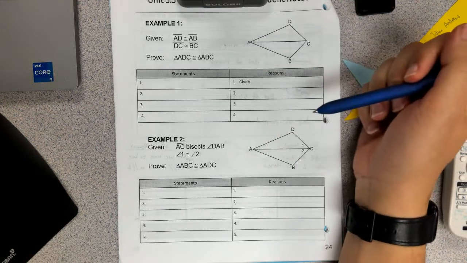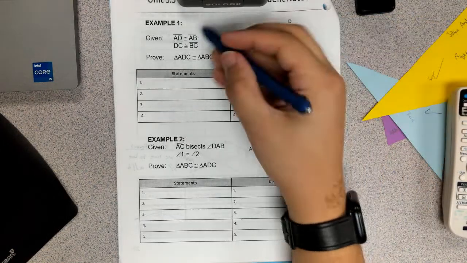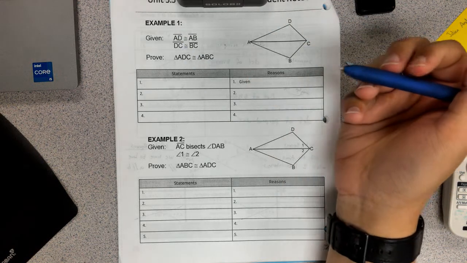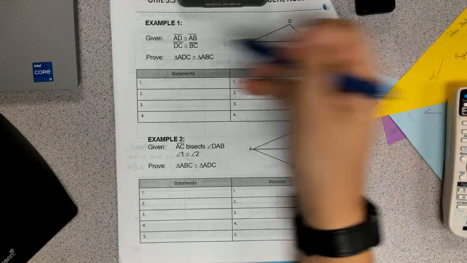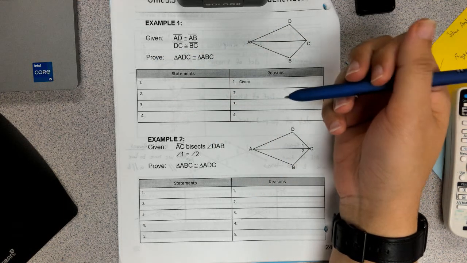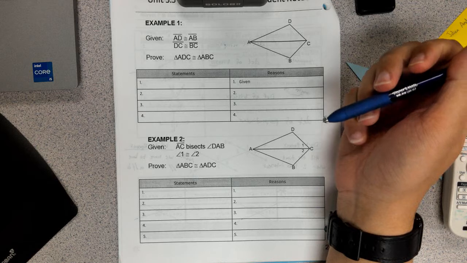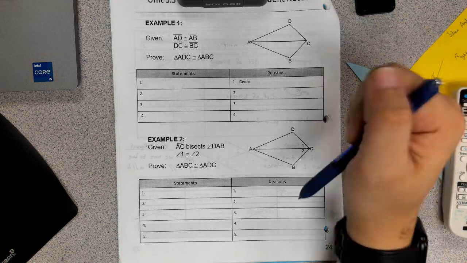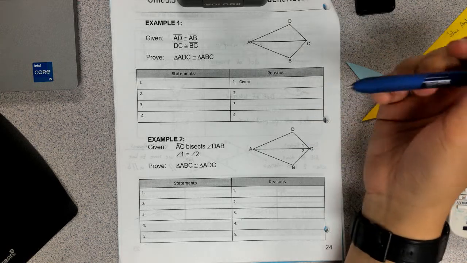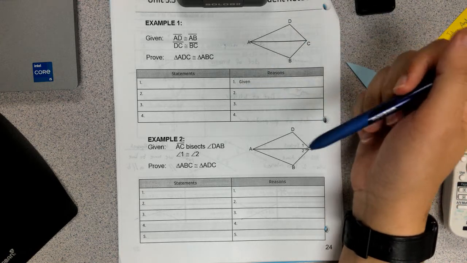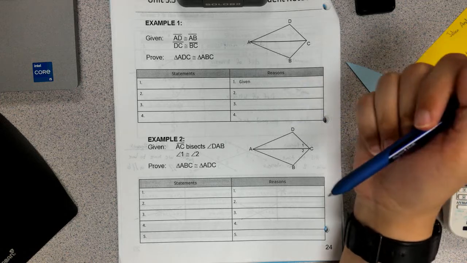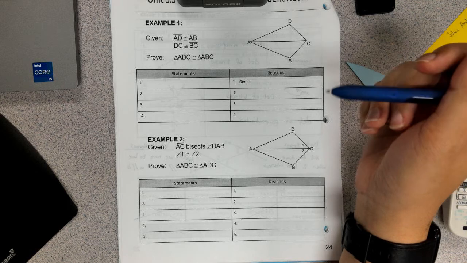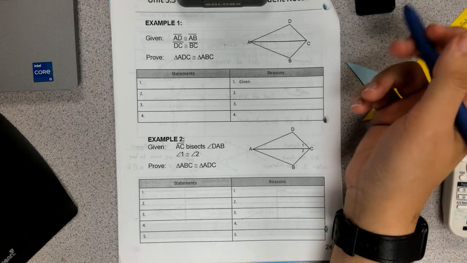Okay. We have example 1 here. We're given that segment AD is congruent to segment AB, and segment DC is congruent to segment BC. And we're trying to prove that triangle ADC is congruent to triangle ABC. Now, some things you need to know is that there's going to be extra boxes because, quite frankly, we're at a point where we want you to figure it out, and there may be extra boxes. You may use all the boxes, some of the boxes, or need more boxes depending on how you do it.